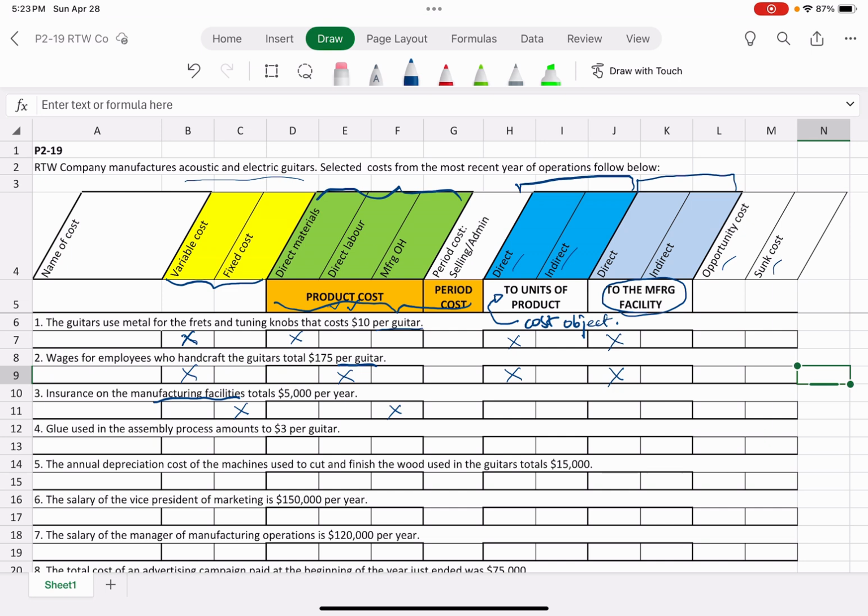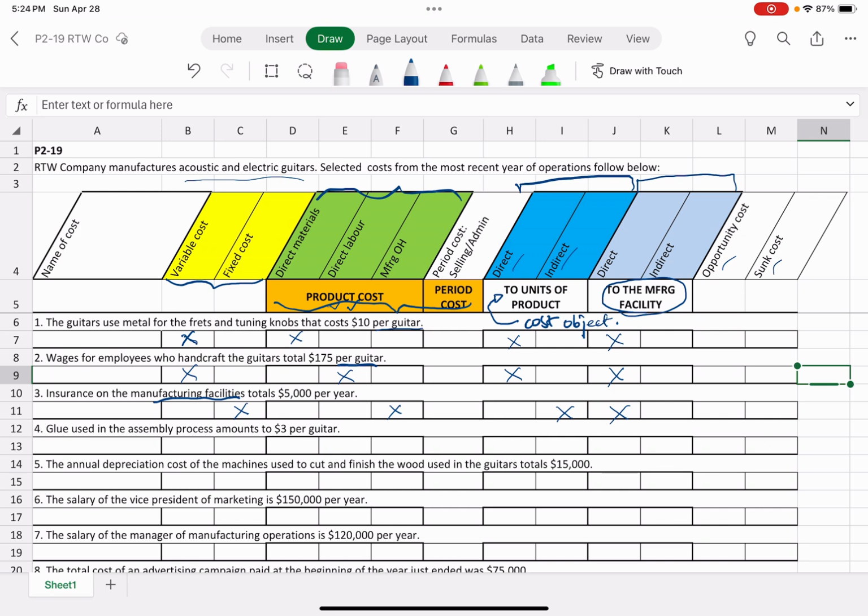Okay, is it direct or indirect to the units of product? Again, we can't tie it directly to the guitars, so we're going to classify it as indirect. But for the manufacturing facility, this is a direct cost of the manufacturing facility. You can tie that insurance premium to that manufacturing facility. So for the manufacturing facility cost object, insurance is a direct cost.